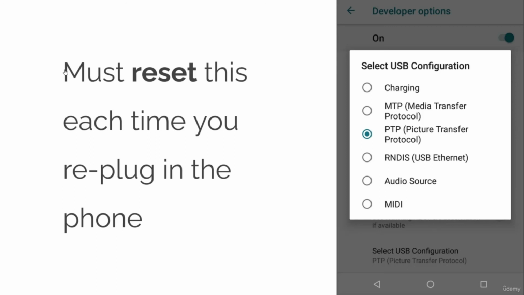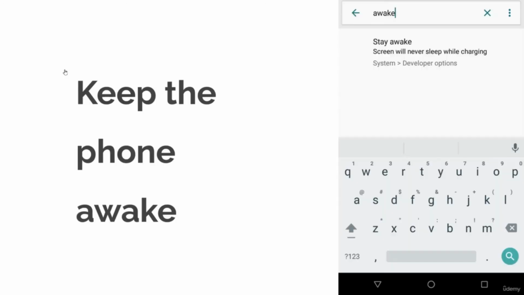Now note that if you replug the phone and you plug it back in, it often resets back to charging, so you have to set it back to Picture Transfer Protocol every time. For that reason, I do recommend keeping the phone awake just to make sure it's going to be on while it's charging. It won't go to sleep, because if it goes to sleep, you could also potentially have it go back to charging mode when it wakes up. So for that reason, I recommend keeping the phone awake.